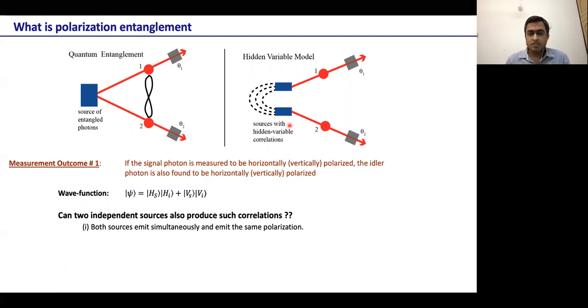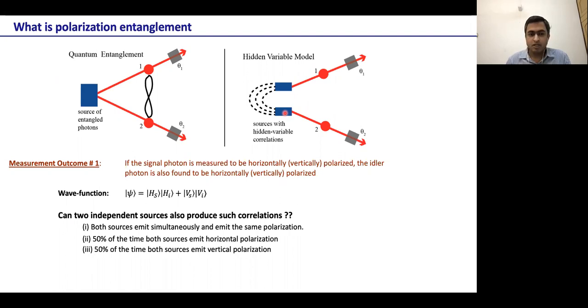You have two sources, and just a few rules. The first rule is that both these sources should emit simultaneously and should emit the same polarization. If it's H, the other gun should also be H. If it's V, it should be V. And the other rule is that although they will fire randomly, 50% of the time both sources should emit horizontal, and 50% of the time both sources should emit vertical. With these three simple rules, these two being independent sources, we can explain this measurement outcome. Is this entanglement? Actually, no.